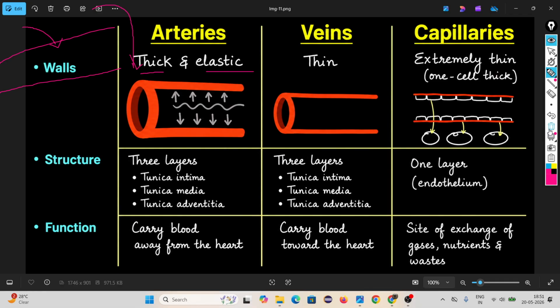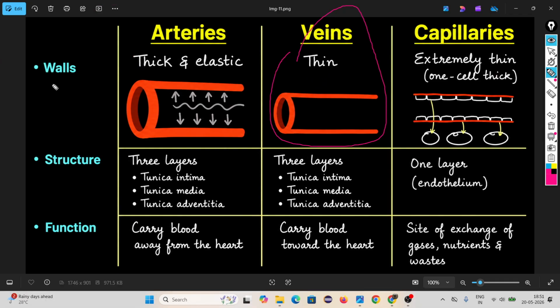The vein, there is no pressure inside vein. So the vein wall is thin. And capillary is extremely thin, one cell thick. If you compare the walls of arteries, vein and capillaries, arteries are greatest, then vein, then capillaries. The capillary wall is extremely thin, made of only one cell.